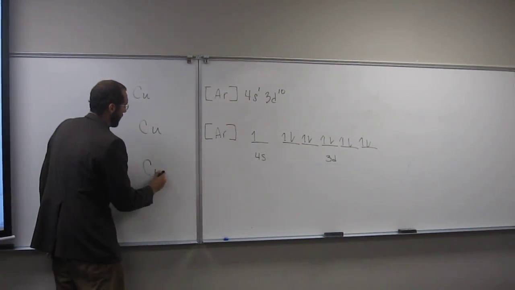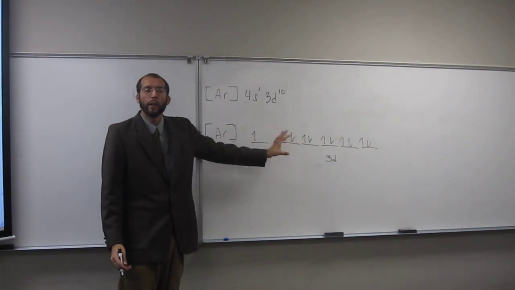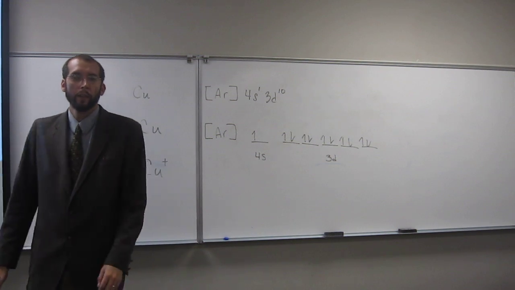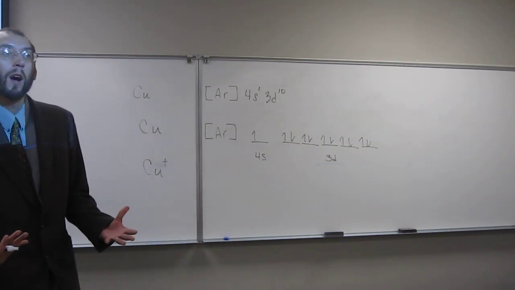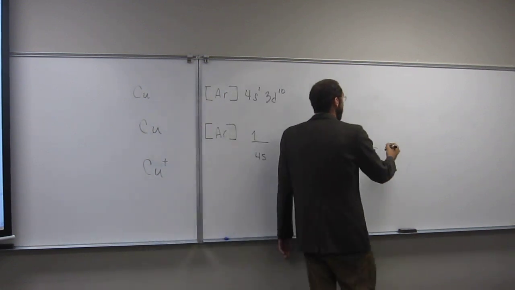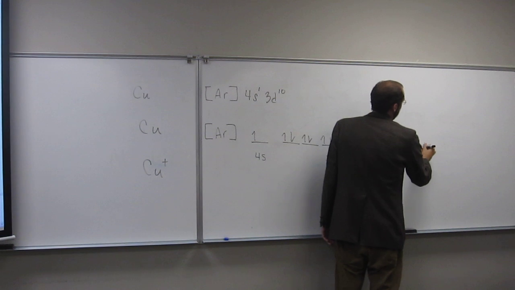Let's look at the copper plus one ion. Let's talk about this one really quick. Will this be affected by a magnetic field? Yeah, right? Why? Unpaired electron. One unpaired electron, right? So we say this is paramagnetic.